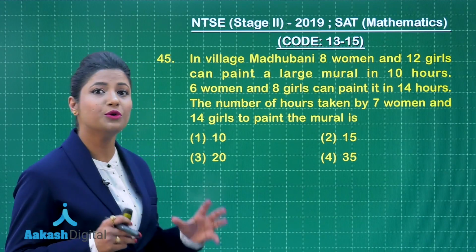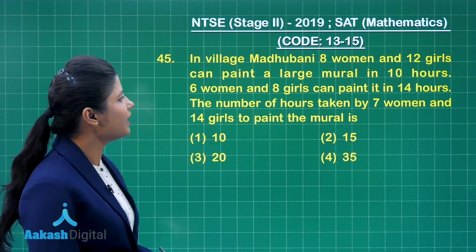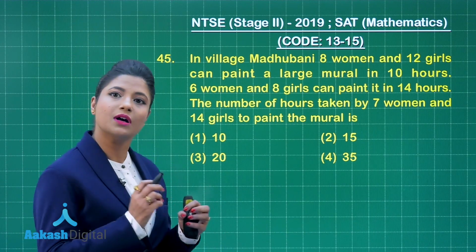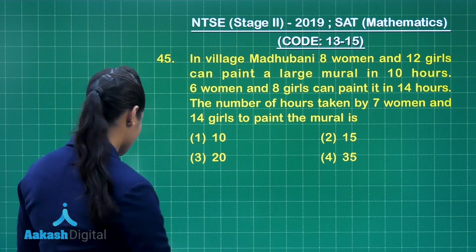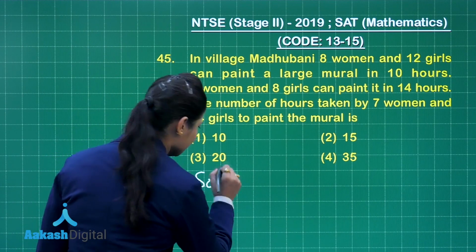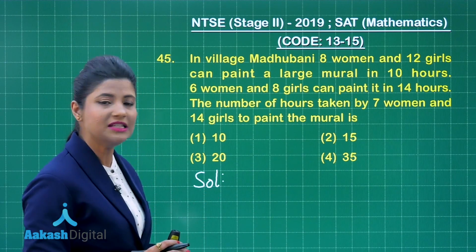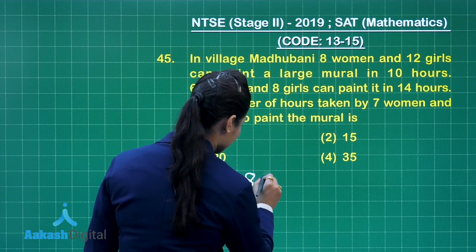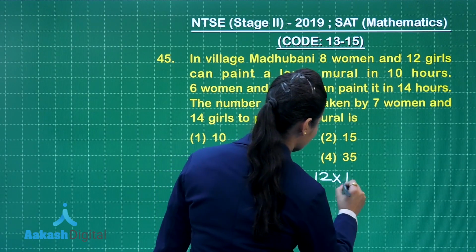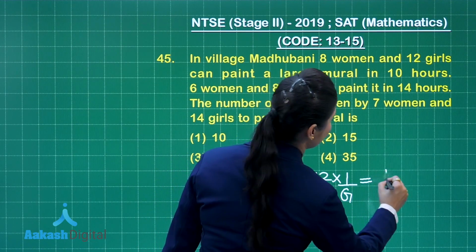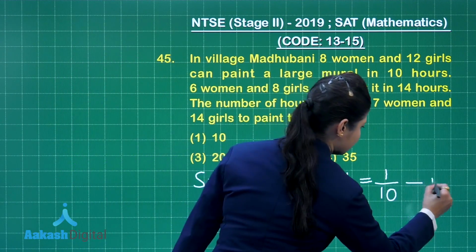Here we are talking about mural painting, which is painted by 8 women and 12 girls in 10 hours. So let's consider that one woman takes W hours to complete the whole thing, and one girl takes G hours to complete the whole thing. On the basis of this we can generate the linear equation. So I am considering the time taken by one woman to be W and time taken by one girl to be G. So 8 women are completing the work in W hours, plus 12 into 1 upon G, equal to 1 upon 10. So this is the work done in 1 hour. On the basis of this we can say this is equation number 1.